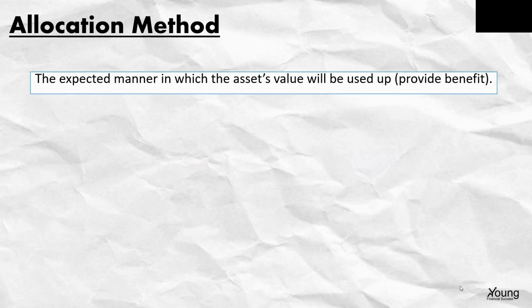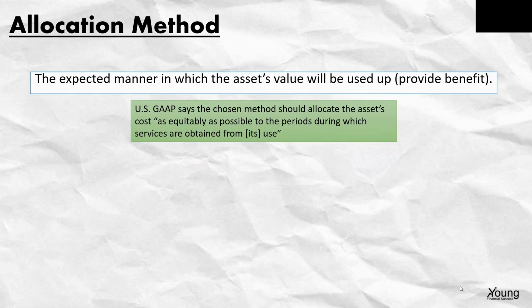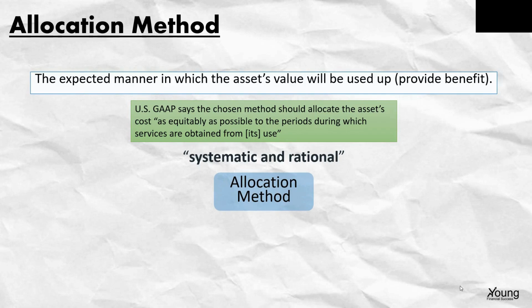Then we have to choose our allocation method. That's what the rest of our video is going to be on, is looking at the different depreciation methods that we cover in this chapter. This is the expected manner in which the asset's value will be used up. So how long is it going to provide us benefit? We can do this over a few different ways. US GAAP says the chosen method should allocate the asset's cost as equitably as possible to the periods during which the services are obtained from use. So GAAP tells us we need to do this in the most systematic and rational way possible. We'll look at the different ways and then we'll talk about how we typically see companies depreciate their assets.